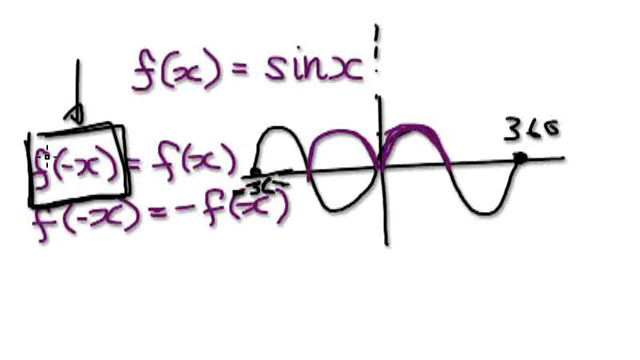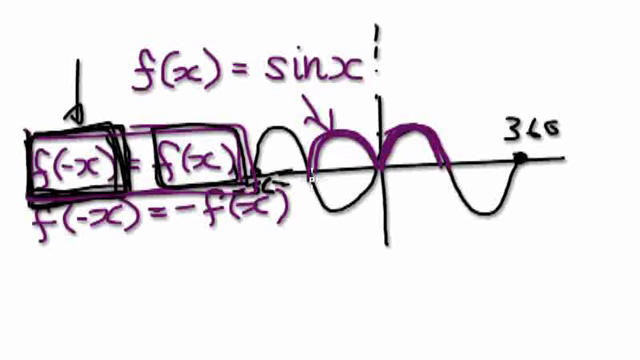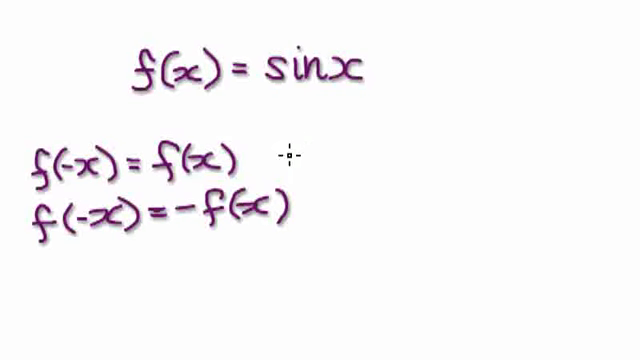Now remember, in order for this function to be even, this whole equation has to be satisfied. Meaning that the reflection is exactly the same as the original function. Looking at this lump here, when you reflect it, it looks like this, and this is not exactly the same as the original function. So now we know that this is not an even function.